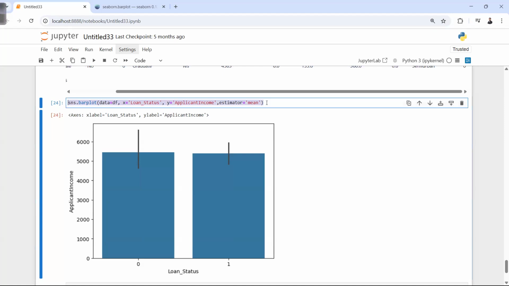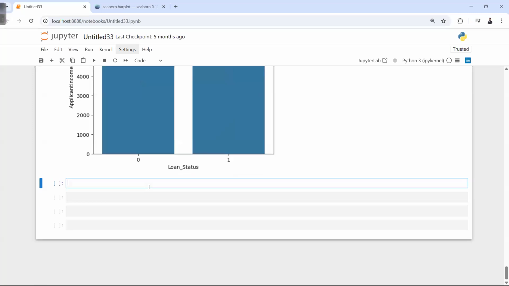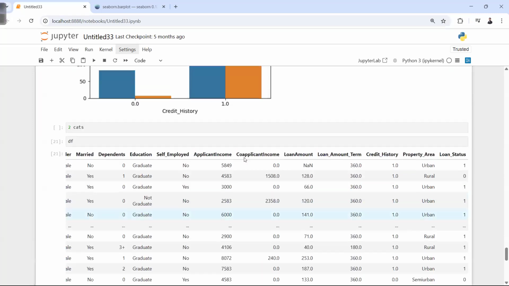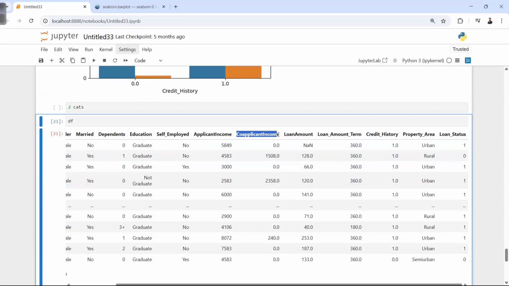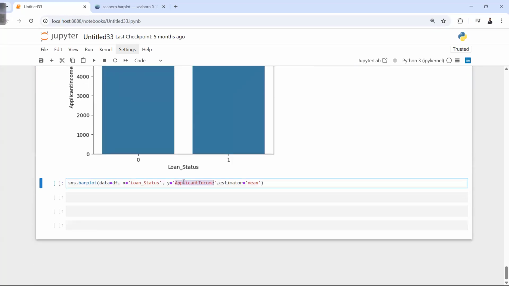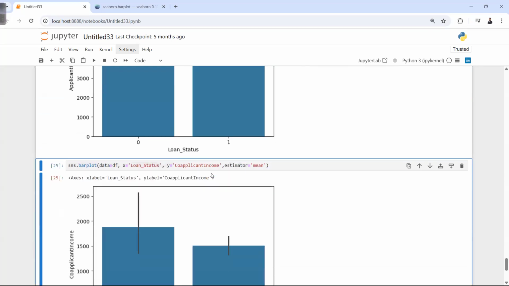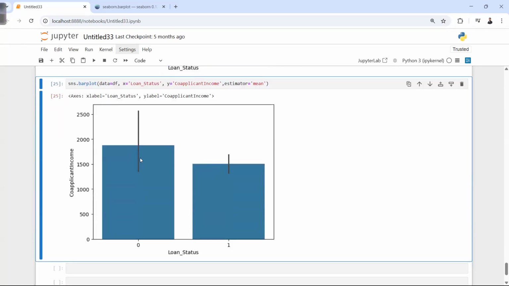So let's play around with this for the loan status as well, and sorry, loan amount as well, and co-applicant income as well, right? So let's go check. So co-applicant income, control V. Those guys who did not get the loan, right? Their co-applicant income was higher, right?